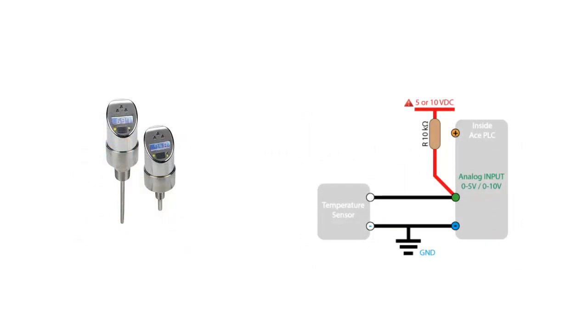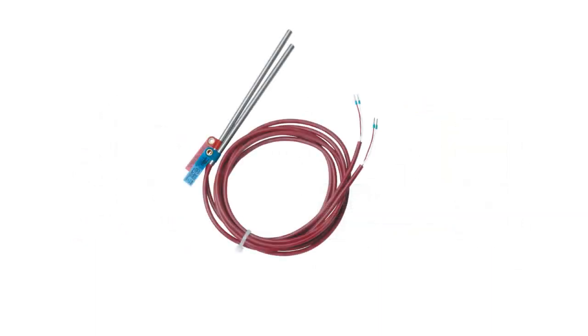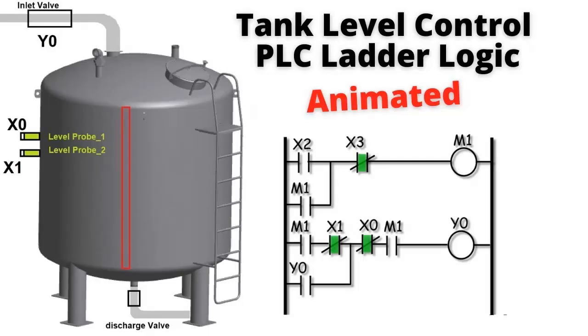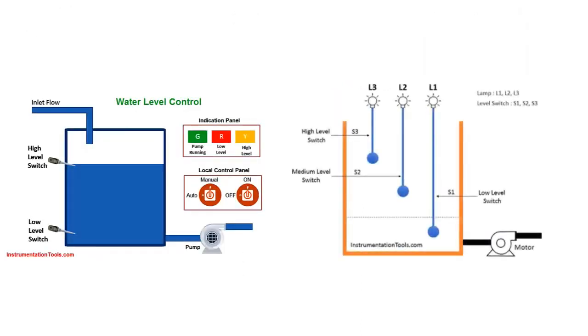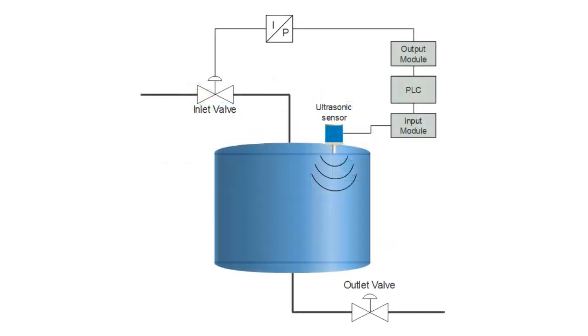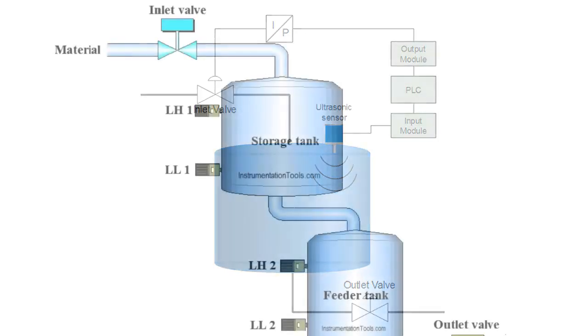Temperature sensors, thermocouples, RTDs, resistance temperature detectors, or thermistors used to measure temperature variations in the process or environment. Level sensors monitor the level of liquids or solids in tanks or containers. Flow sensors measure the flow rate of liquids or gases in pipes. Encoders provide feedback on the position or speed of rotating shafts.